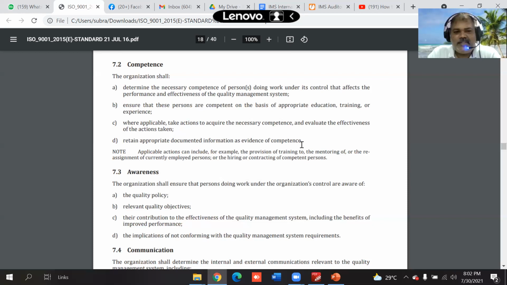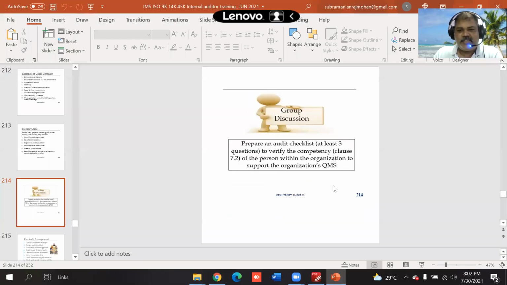Then they retain appropriate documented information as evidence of competency. This can include, for example, provision of training, mentoring, or reassignment of currently employed persons, or hiring or contracting of competent persons. A lot of things we can do. Okay, that's an example of that.